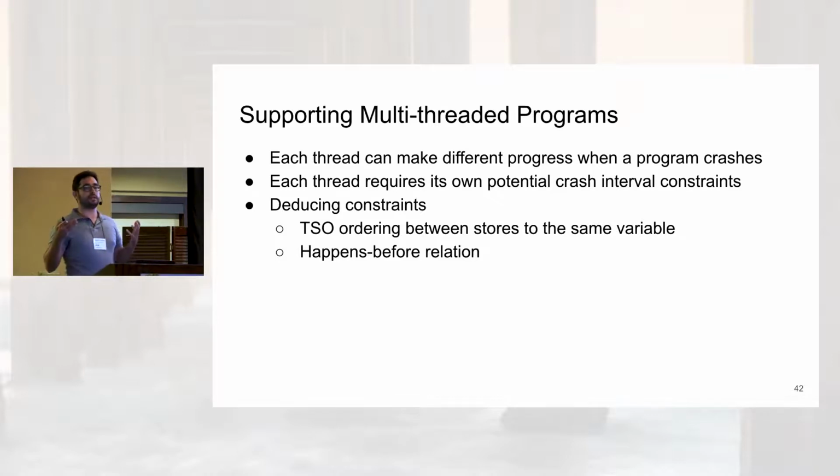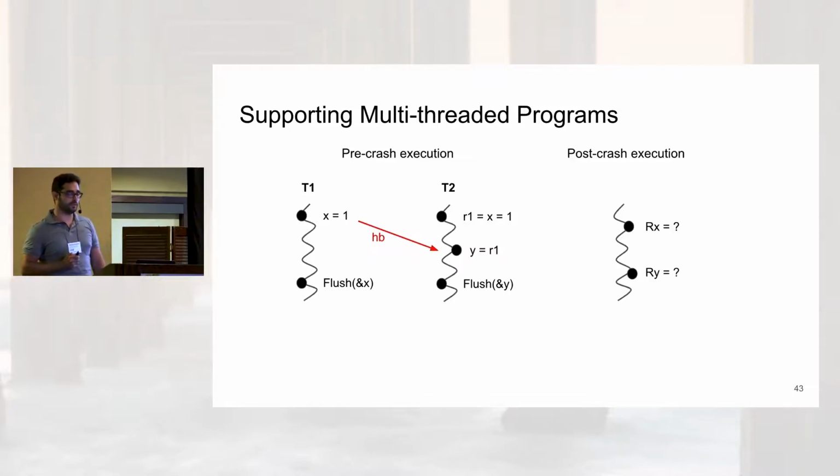So the main idea here is that if a store becomes persistent, any stores that happen before it should also be made persistent. So in the pre-crash execution, since T2 reads from x equal 1, we know that x equal 1 happens before y equal R1. And now, when the post-crash execution reads 1 from y, we will add two constraints.